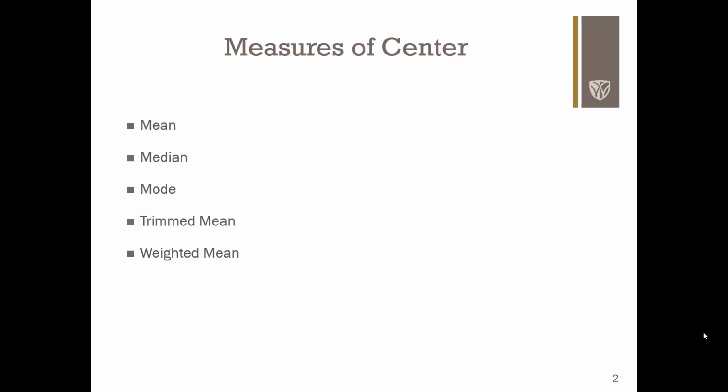The first aspect of the distribution we want to understand is the center or the central tendency of that distribution. And there's several different measures of center that we could consider. For this course, we'll primarily be looking at the mean, the median, and the mode, but I'll also briefly mention the trimmed mean and the weighted mean as they sometimes have application in very specific scenarios.